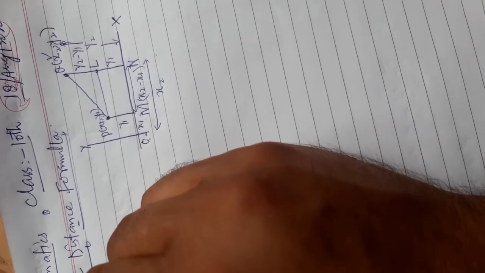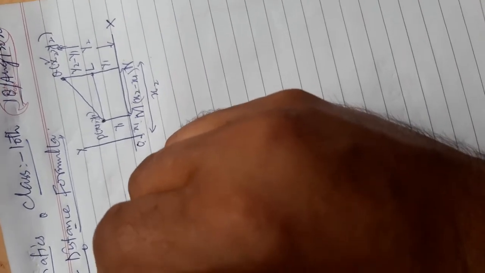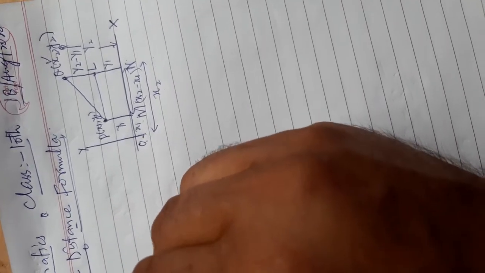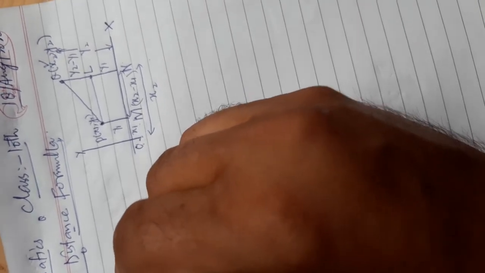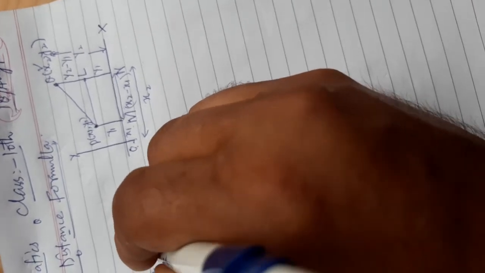It means LQ is y2 minus y1 because this is y1 now. So it means QL is y2 minus y1. Rather, I will write these points here. Here in the figure, OM is x1, ON is equal to x2, MN is equal to x2 minus x1.